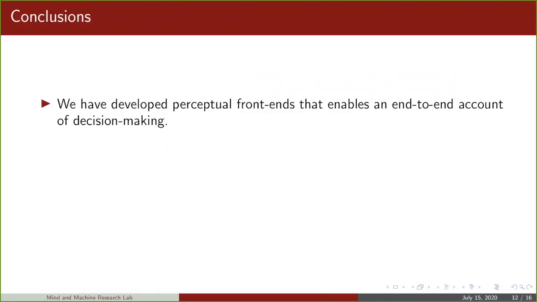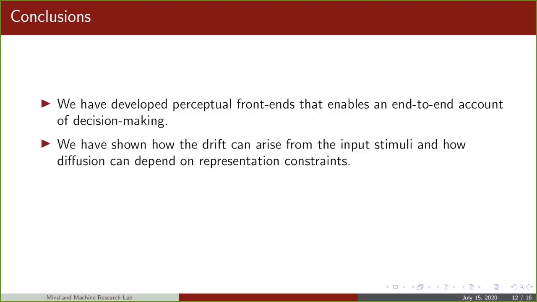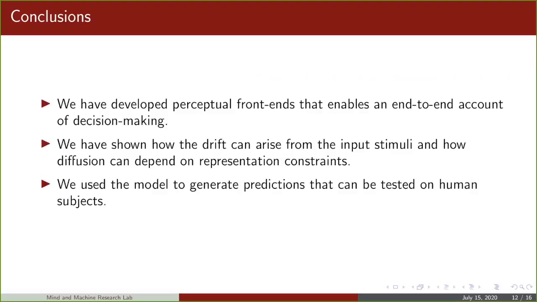Okay, so to conclude, we have proposed a perceptual front end that allows us to give an end-to-end account of decision making, and explained how different parameters from the drift diffusion model might arise. And we have shown how we can generate predictions so that we can later test them.